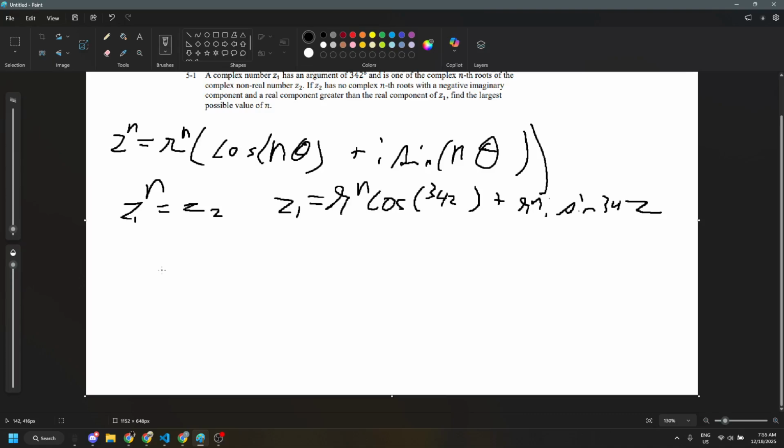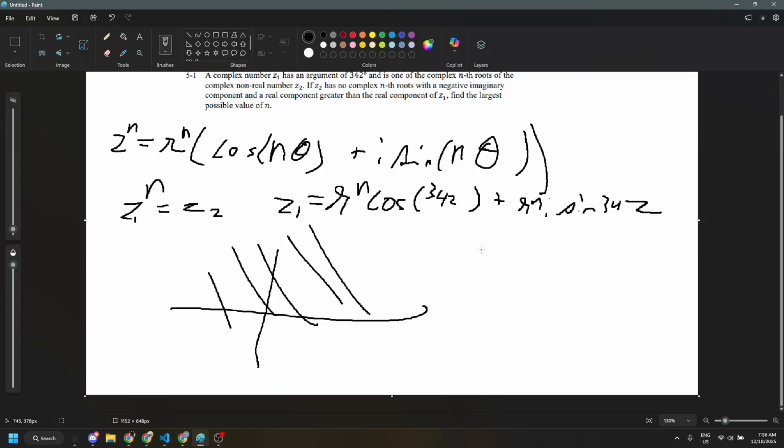I'm thinking if we have no negative imaginary component, that means if you were to draw it on a unit circle, or on an axis, it's nowhere down here. So all we can be is up here. So theta is between 0 and pi.